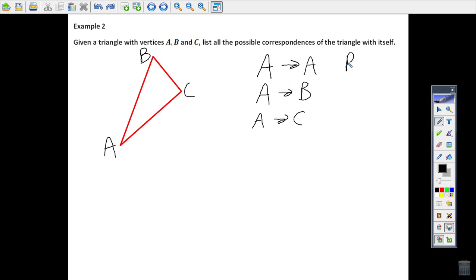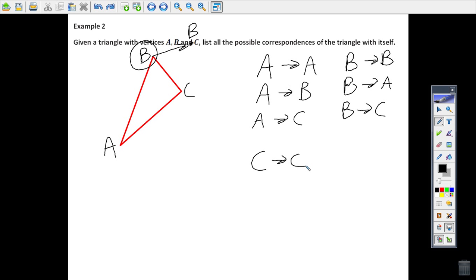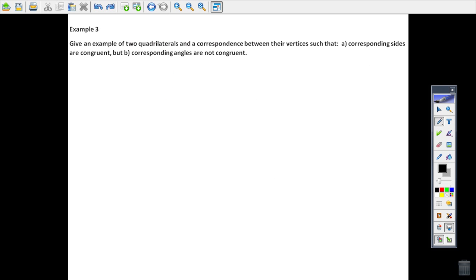How about B? B can go anywhere too. It would map onto itself if it was a translation or a reflection, right? Let's say I applied a vector to B going in this direction. Then where would B map onto? Well, B would start over here. It would end over here. B would map onto itself. So B can map onto itself. B can map also onto A. Or B can map onto C if I rotate the whole thing. Same with C. C can map onto itself by a reflection or translation. C can map onto B or A if I rotate. That's an A.